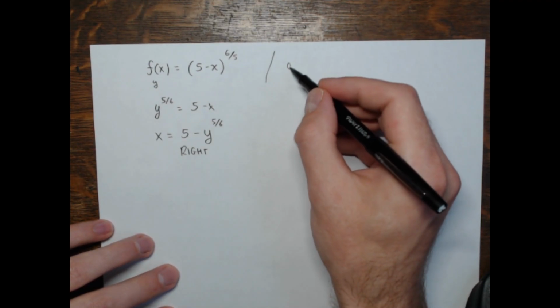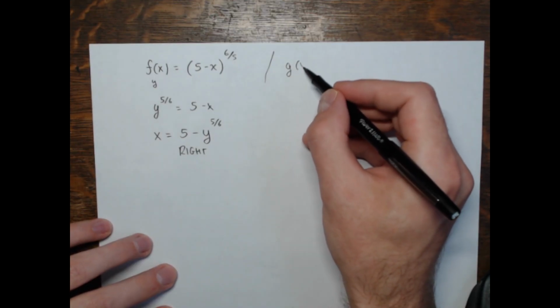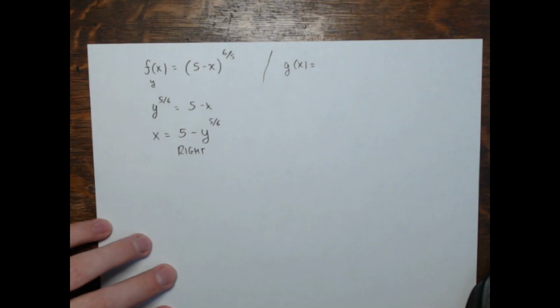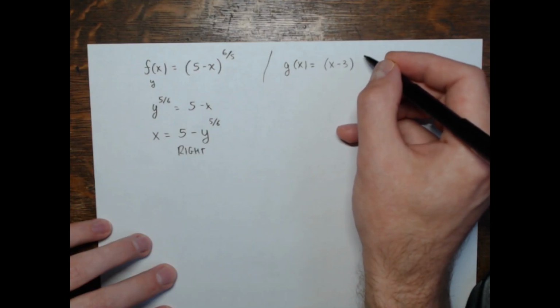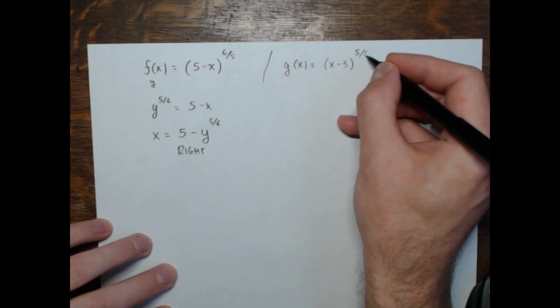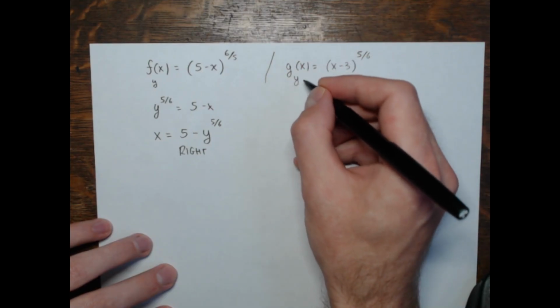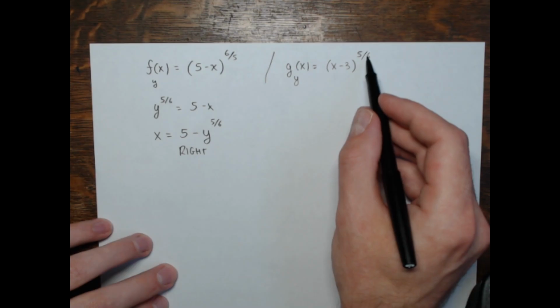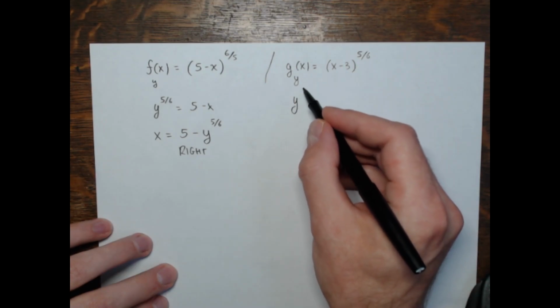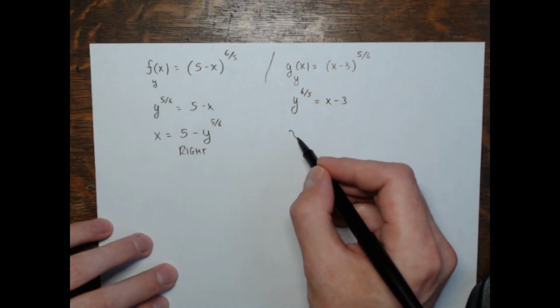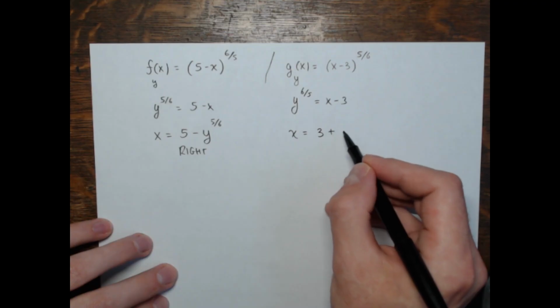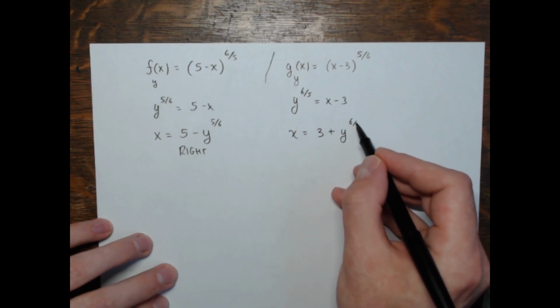And then the other one, g, was the curve on the left. All right, g of x is given as x minus 3 to the 5/6 power. So again, I would call this y for g of x here, the output y. Raise both sides to the 6/5 power. Then we got x minus 3, and then just add 3. So x equals 3 plus y to the 6/5.